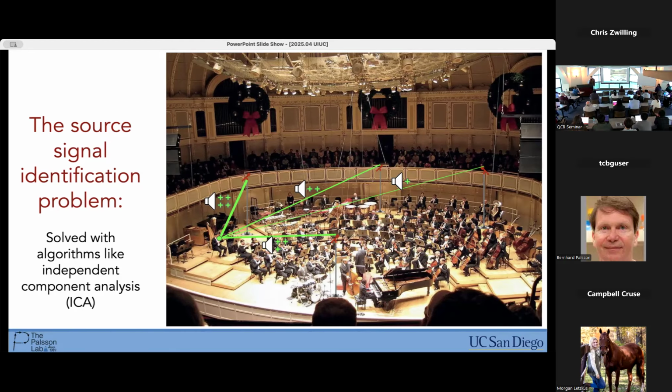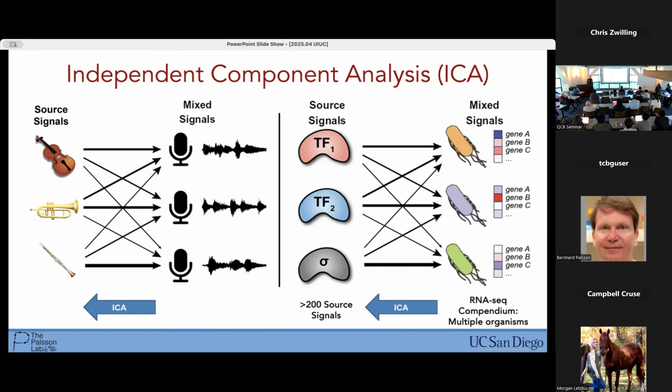And what ICA and this class of algorithms can do is extract the source signals from a mixed signal that you get. So the instruments are the sources here, and the music is the mixed signal. Here is what we have with cells. We have a bunch of transcriptional regulators, and then we have maybe a very broad condition space. And this is one of the keys, to get the transcriptome under as wide a range of conditions as possible.